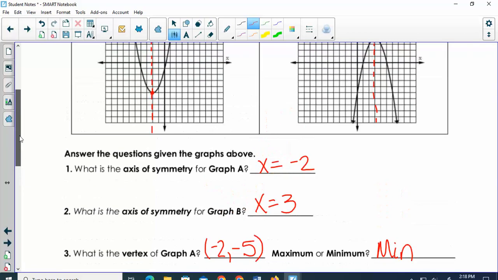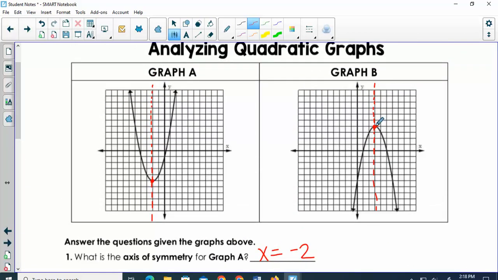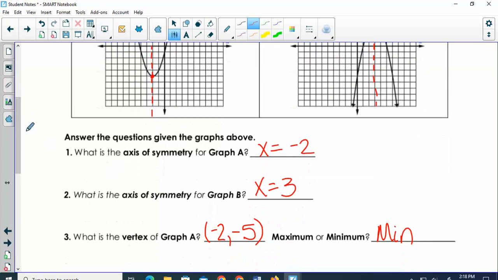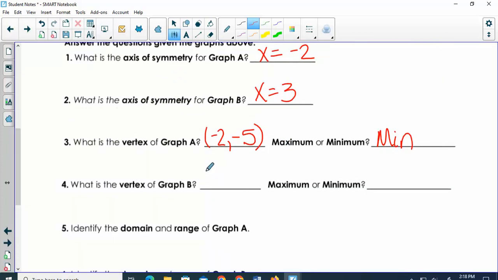All right, next question. What's the vertex of graph B? So what's this ordered pair? 3, 4. Is that a maximum or a minimum?